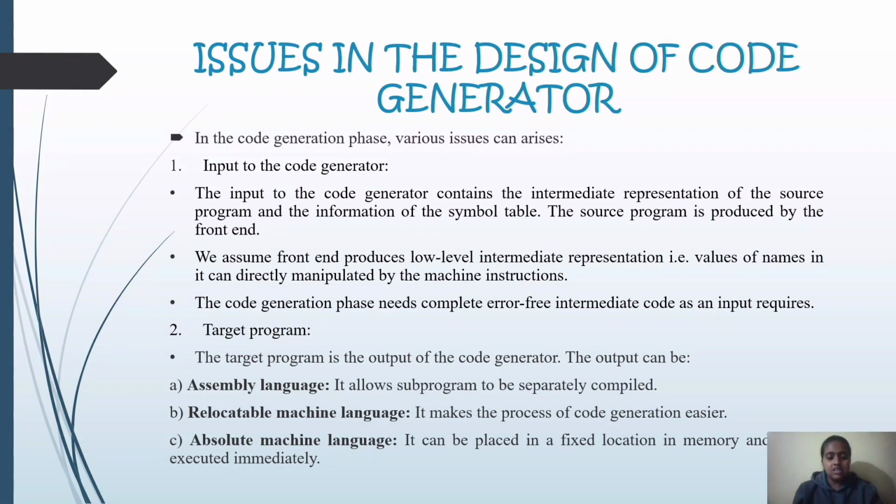The next is the target program. The target program is the output of the code generator. The output can be assembly language, which allows subprograms to be separately compiled. Relocatable machine language makes the process of code generation easier. Absolute machine language can be placed in fixed locations in memory and executed immediately.